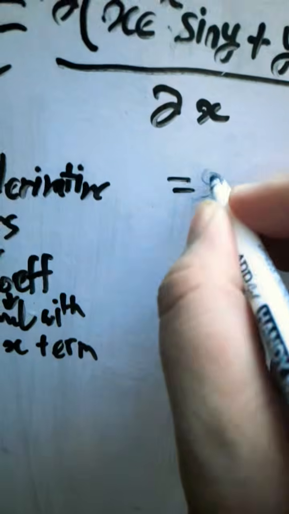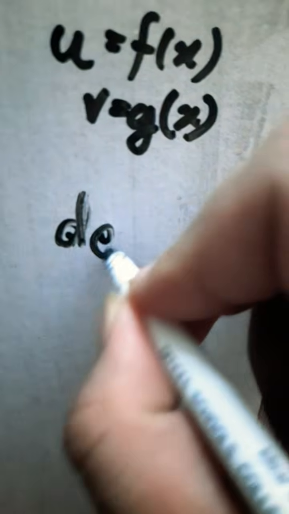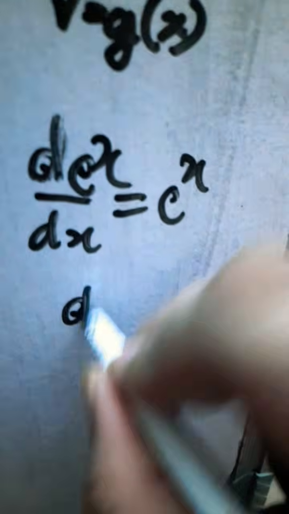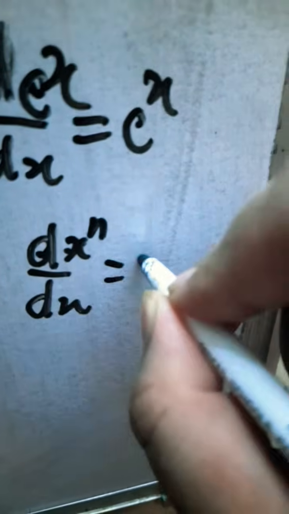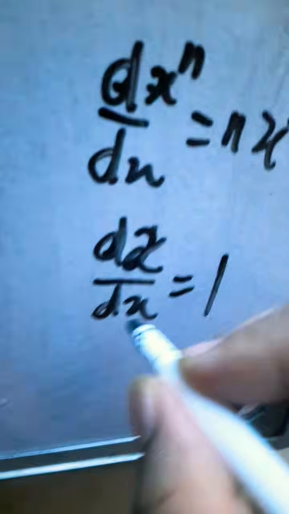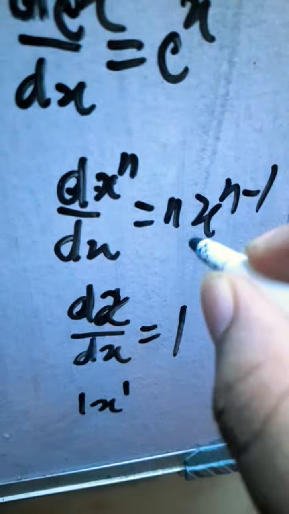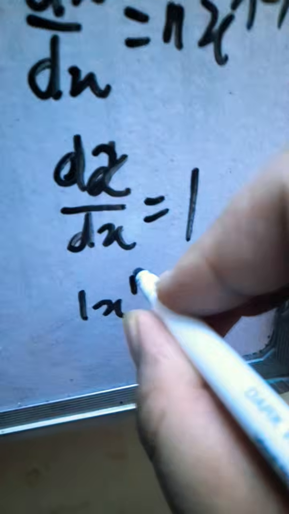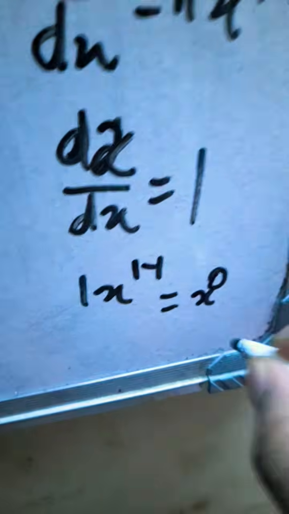So sin y outside. So x e^x, we keep the x intact, e^x. The derivative of e^x is the same, e^x. And d by dx of x^n is n x^(n-1), so d by dx of x is 1, because x is x raised to 1, the power comes in as coefficient and the power gets reduced by 1, becoming 0. So x raised to 0 is 1.